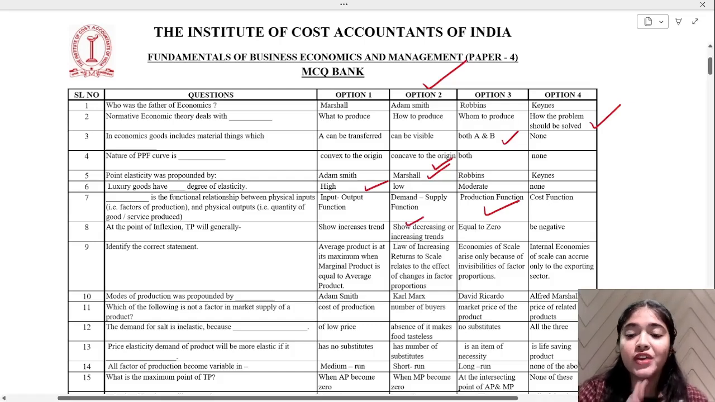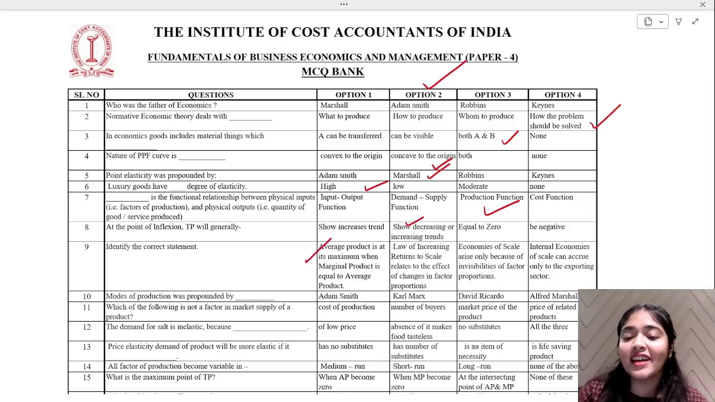Identify the correct statement. So you have to read all the statements and see which one is correct. You have to see the most appropriate one. Okay. Average product is at its maximum when marginal product is equal to average product. Do you think this one is correct? Okay, let's see more options. Law of increasing return to scale relates to the effect of changes in the factor proportions. Economies of scale arise only because of indivisibilities of factor proportions. And the last one is internal economies of scale can occur only to the exporting sector. So what do you think is correct? Yes, the first statement which we read, and we took a pause over there. Average product is at its maximum when marginal product is equal to average product.